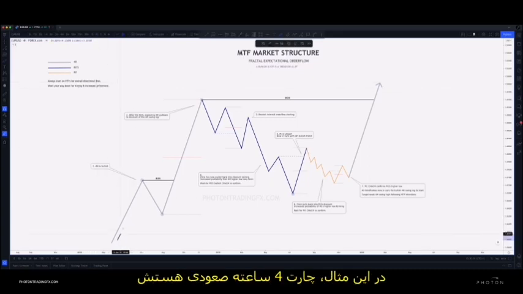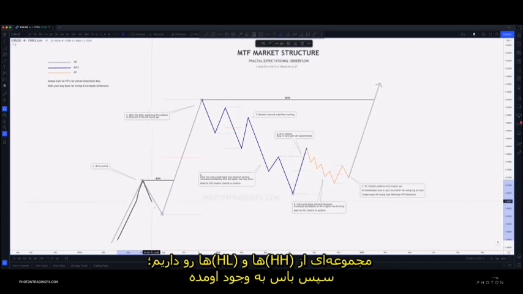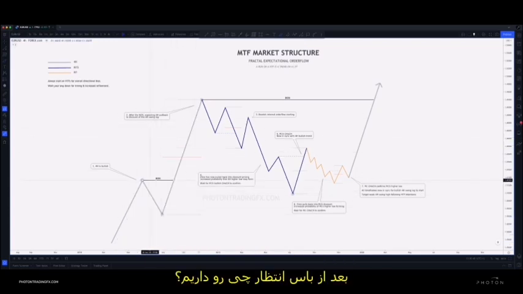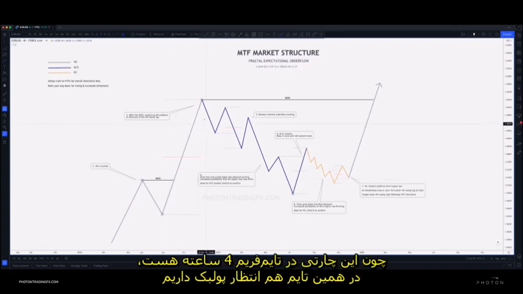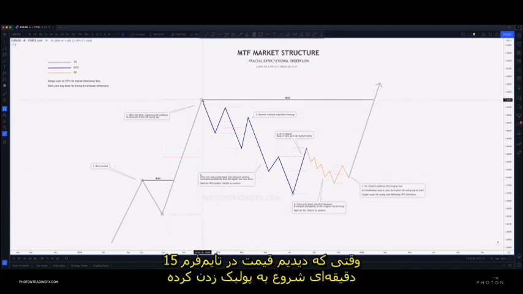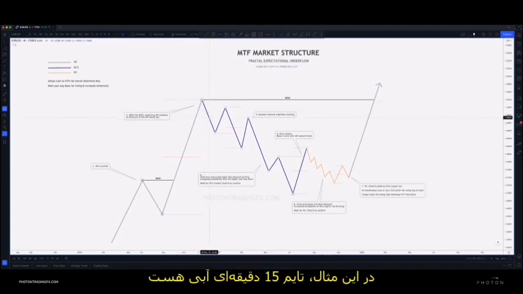So in this case, the 4 hour chart is bullish. We have a series of higher highs, higher lows, and then we get that break of structure. What do we expect after a break of structure? We expect a pullback on that time frame. So because this is a 4 hour time frame, we expect a 4 hour pullback, right? Now, once we start to see price pull back on the M15 time frame, in this case the M15 is the blue line, right?